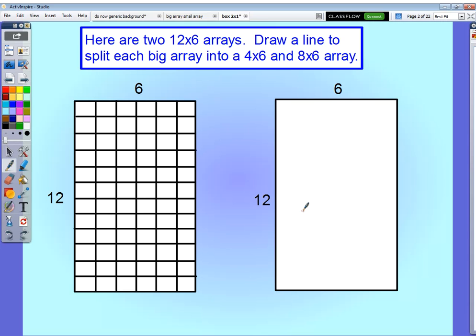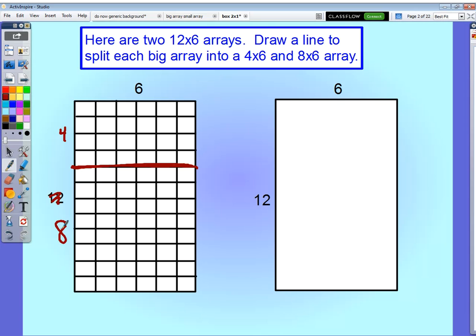But what I want to do here is take this big 12 by 6 array, and draw a line to split it up into a 4 by 6 array and an 8 by 6 array. So I'm going to look here. I see 12 rows, right? So I'm going to count 1, 2, 3, 4 rows. Kind of divide it right along here. So now I have a 4 by 6 array and an 8 by 6 array. Still a big array of 12 by 6. I just split it in two pieces.